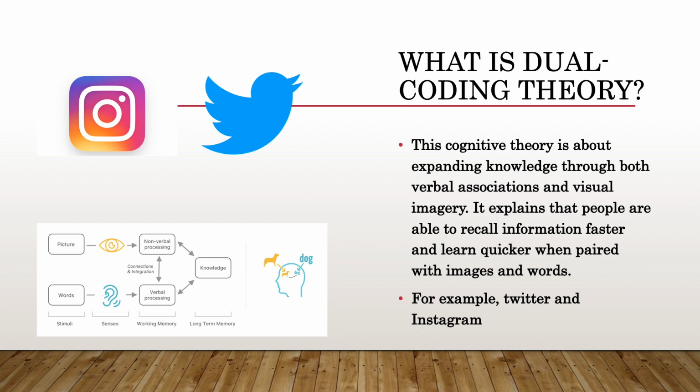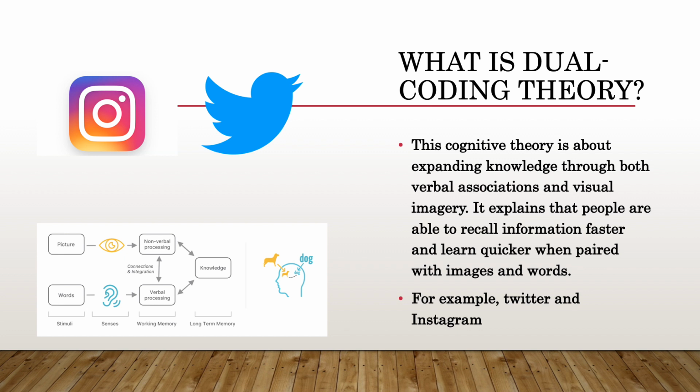What is the dual coding theory? This cognitive theory is about expanding knowledge through both verbal association and visual imagery. It explains that people are able to recall information faster and learn quicker when information is paired with images and words. For example, if you were to think about the word Twitter, you're able to recall the information faster because you can hear the word and also picture the symbol of the bird. Same thing with Instagram. You can picture the icon and hear the word Instagram, which will make it easier for you to recall the information.